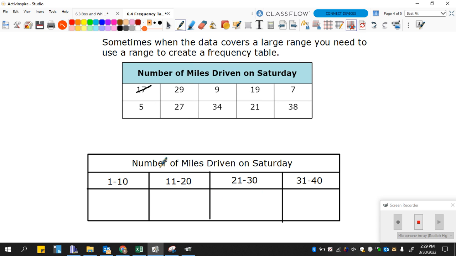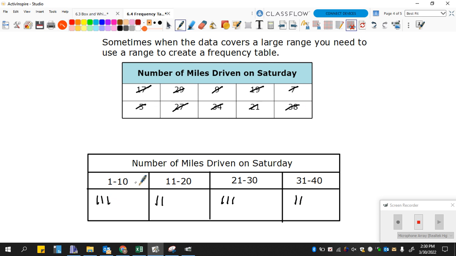17 goes between 11 and 20. 5 goes between 1 and 10. 29 goes between 21 and 30. 27 goes between 21 and 30. 9 goes between 1 and 10. 34 goes between 31 and 40. 19 goes between 11 and 20. 21 goes between 21 and 30. 7 goes between 1 and 10. And 38 goes between 31 and 40.